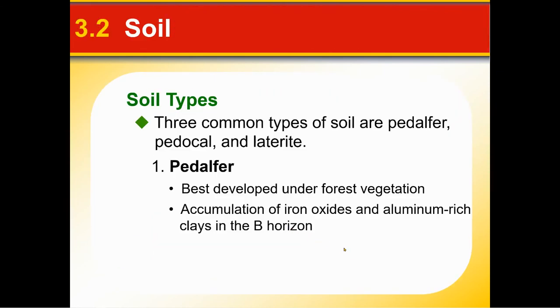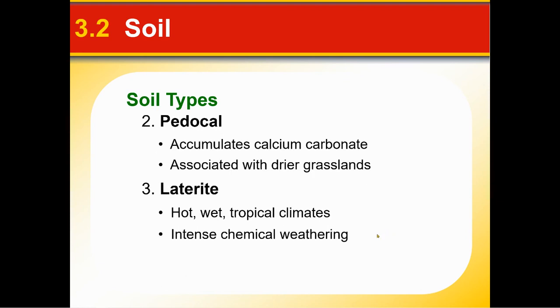Three common types of soil are pedalfer, pedocal, and laterite. Pedalfer is best developed under forest vegetation, with an accumulation of iron oxides and aluminum-rich clay in the B horizon. Pedocal accumulates calcium carbonate and is associated with drier grasslands. Laterite forms in hot, wet, tropical climates with intense chemical weathering. Usually these soils are acidic.